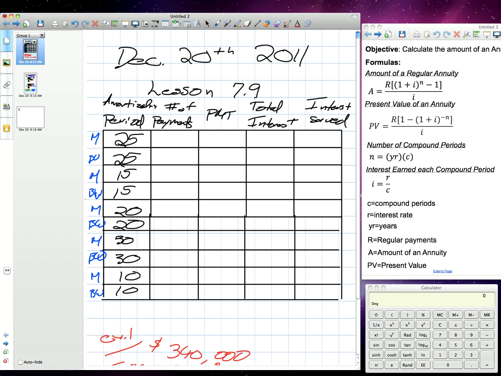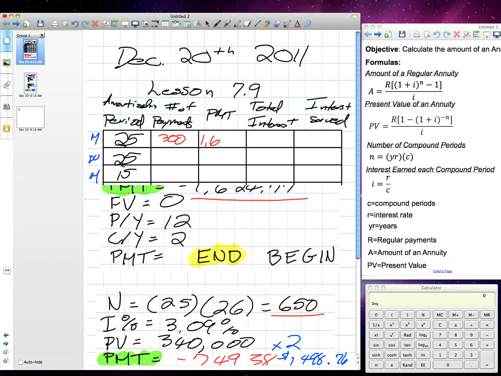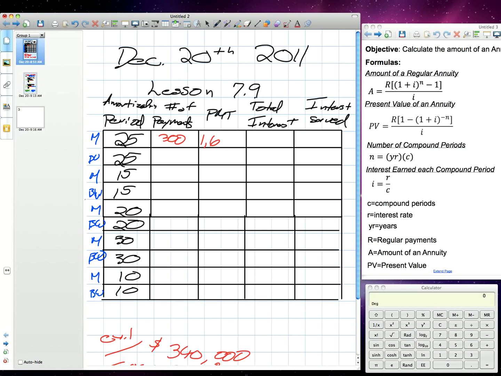So we go back to our original page and we start filling this out. For a 25-year mortgage paid monthly, our total number of payments was 300, we figured out. Our monthly payments were 1,600. What was the rest? Anyone taking notes? Let's go back and look. 24.77. Okay. Total interest paid. Well, we're going to have to figure that out. And the interest saved, we're going to compare everything essentially to that.